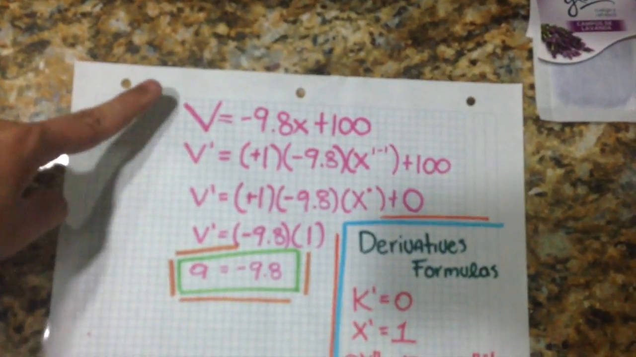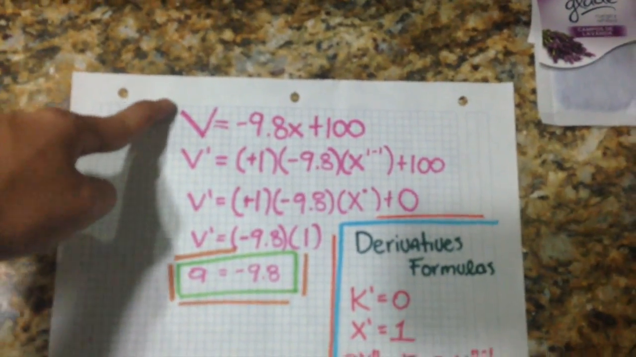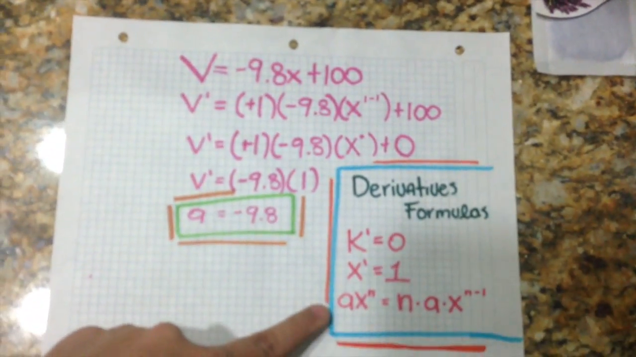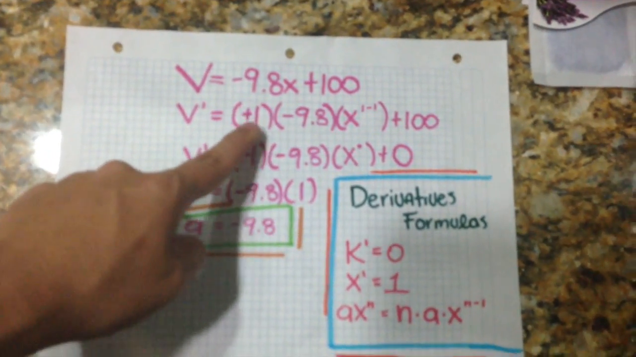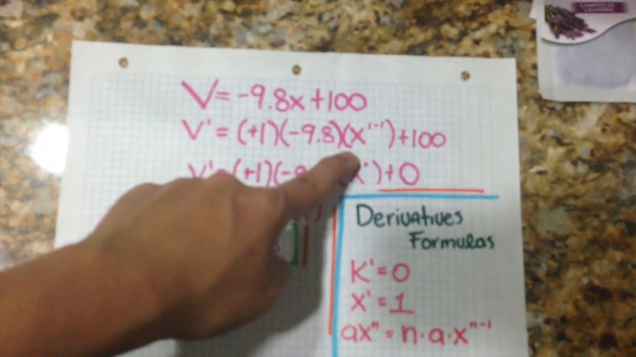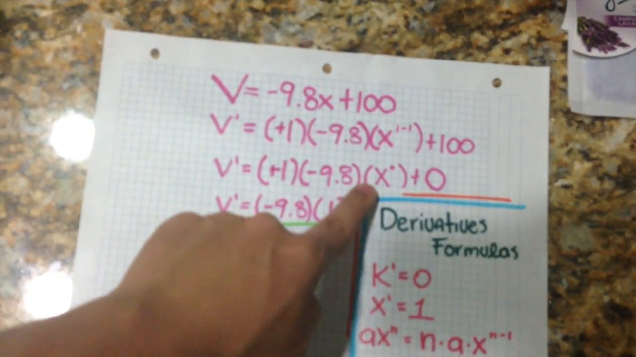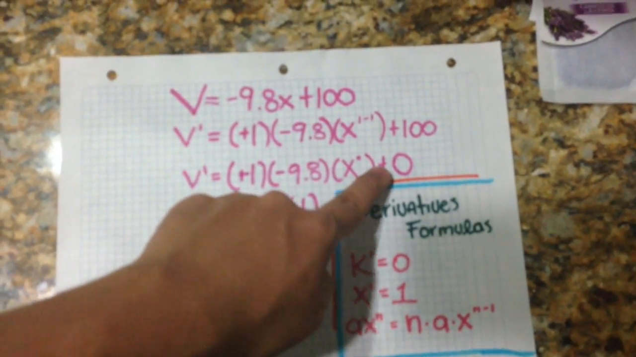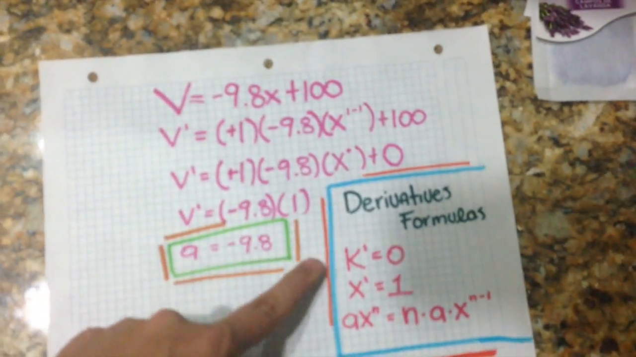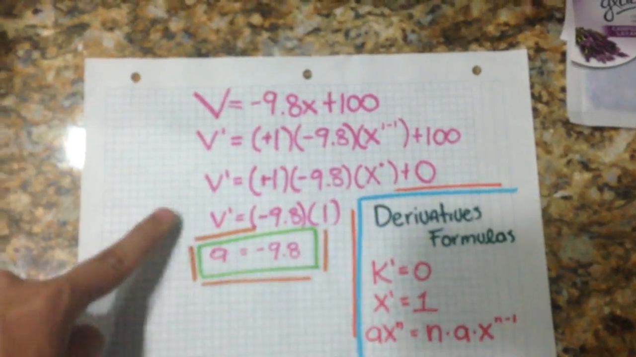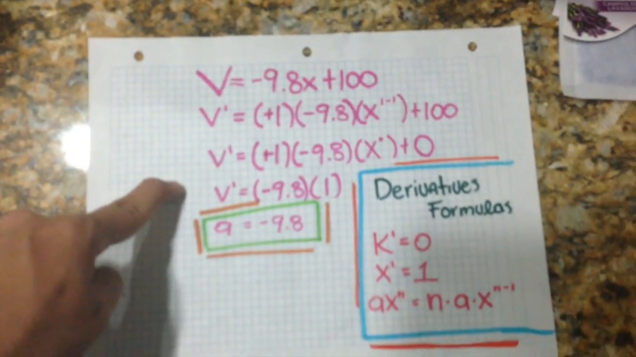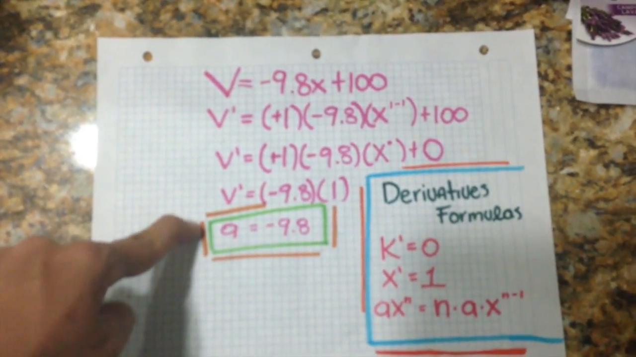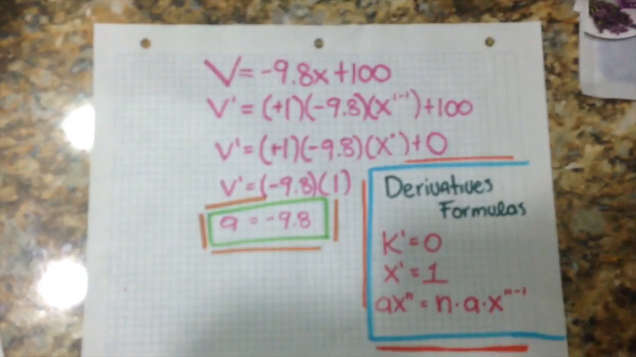First we have to set the velocity equation. Then we have to apply the first rule for this term, which turns out to get this. After simplifying, we get x to the 0 power, and also we have a 0 in here because a constant will always be equal to 0. Then after simplifying, we got the acceleration equation, which is minus 9.8.